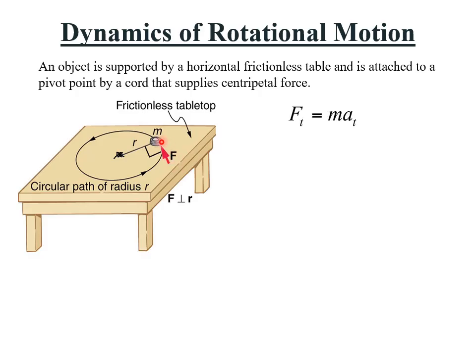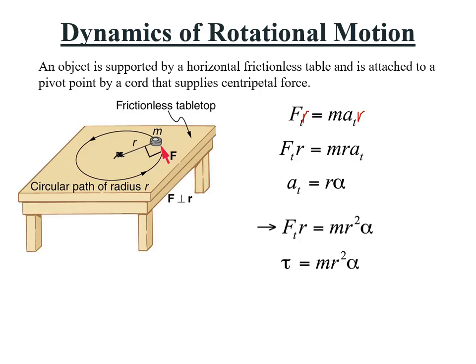So this tangent force is going to result in acceleration of the object. That is just Newton's second law. F net force is equal to ma. Now if I multiply both sides by r, just doing some tricks here, I have F tangent times r is equal to m r a tangent. Well, a tangent is equal to r times angular acceleration. So I'm going to substitute that in. Then I get that F tangent times r is equal to m r squared times angular acceleration.